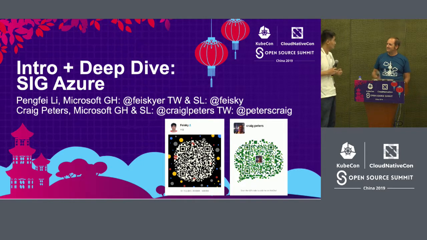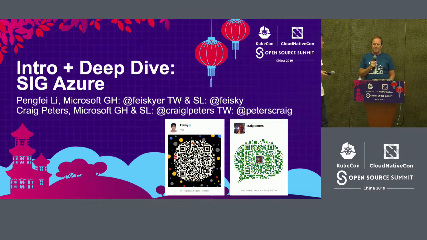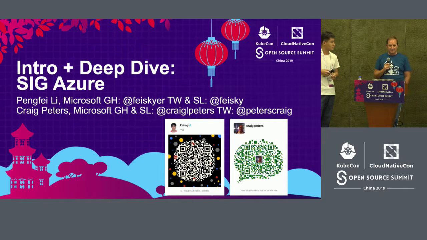So, Craig, would you like to introduce yourself? Thank you, Pengfei. So, I'm Craig Peters. I am a program manager at Microsoft, and I work on everything that is container infrastructure and upstream open source container infrastructure software that Azure depends upon. And so Kubernetes is a key part of that, and the Azure cloud provider and all the related software is part of what I work on. My background is actually in distributed systems and open source. I've been with Microsoft for about 6 months now, working on these kinds of things.